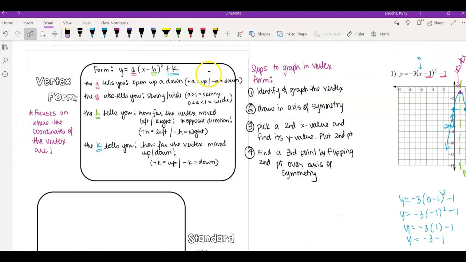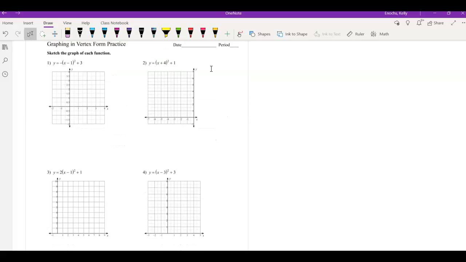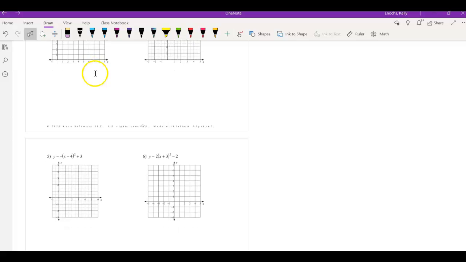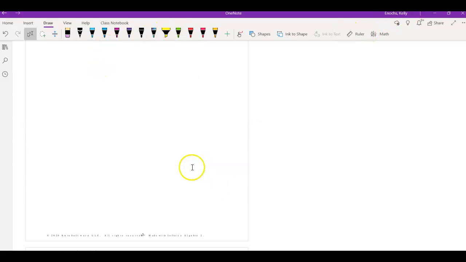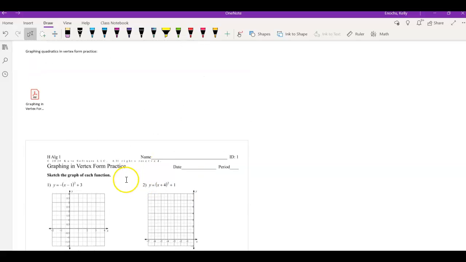You will see down here that we are only going to be practicing vertex form today. So there's a bunch of vertex form practices right here. You can go through and practice all of those and check your answers before you move on to the next section next class.